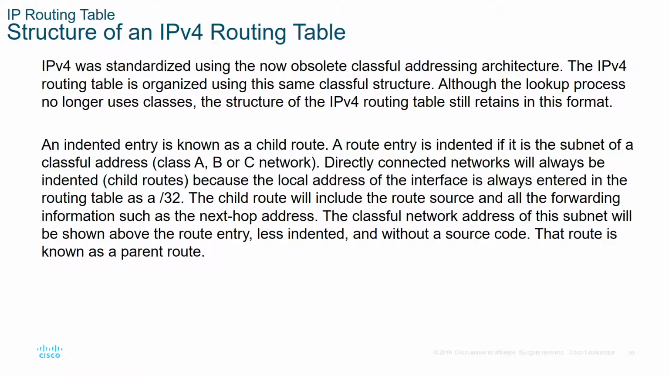A route entry is indented if it is the subnet of a classful address, class A, B, or C network. Directly connected networks will always be indented. They're always child routes, because the local address of the interface is always entered in the routing table as a /32. The child route will include the route source and all the forwarding information, such as the next hop address. The classful network address of this subnet will be shown above the route entry, less indented, and without the source code. That route is known as a parent route.